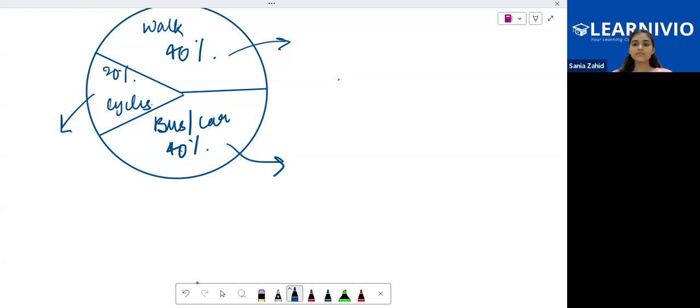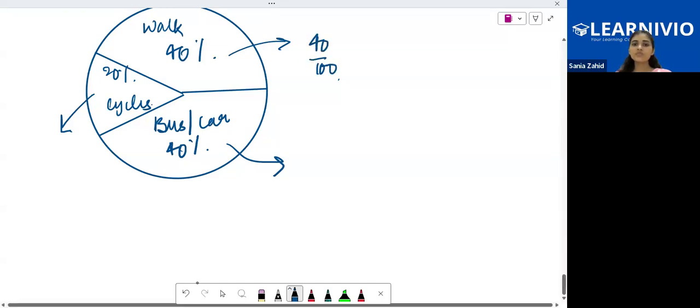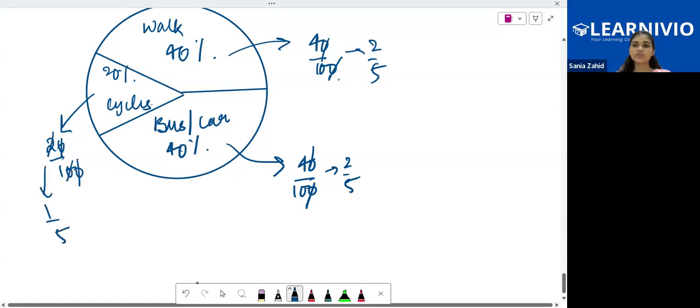So for walking you will do 40 upon 100. For bus or car also you will do 40 upon 100. For cycling you will do 20 upon 100. So convert them in simplest form. 2 by 5, 2 by 5, 1 by 5. This is how you're going to solve this.